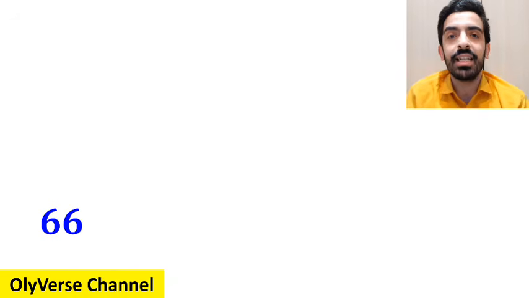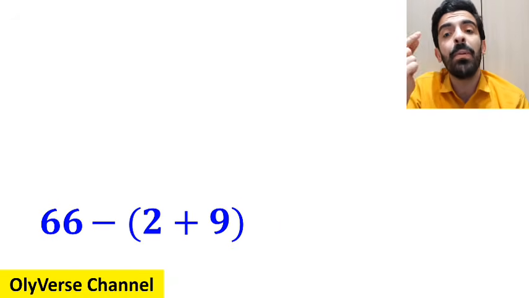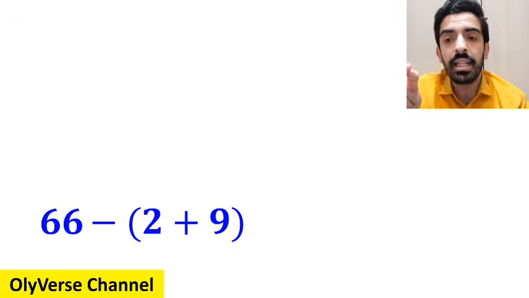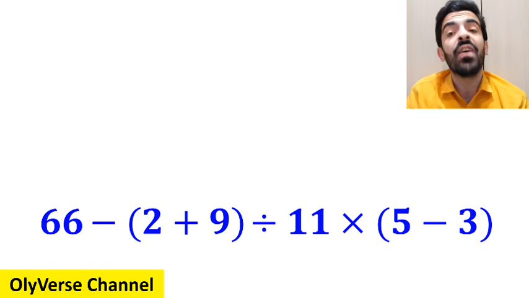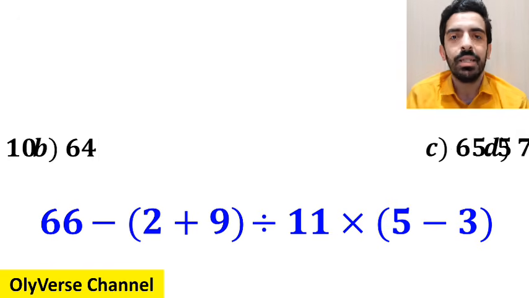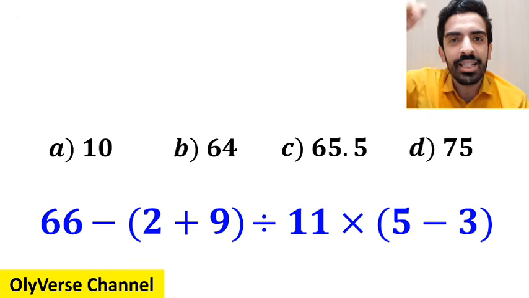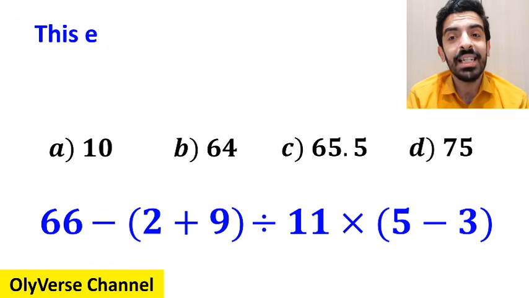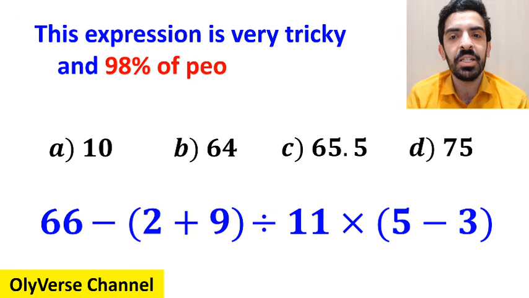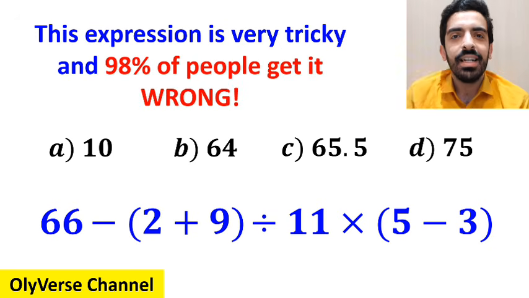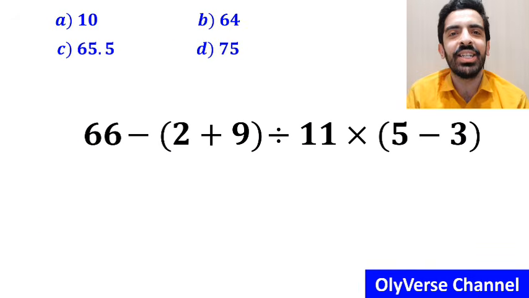What is the value of the expression 66 minus (2 plus 9) divided by 11 times (5 minus 3)? Which option do you think is the correct answer to this question? This expression is very tricky and 98% of people get it wrong. Let's take a closer look and solve it together.